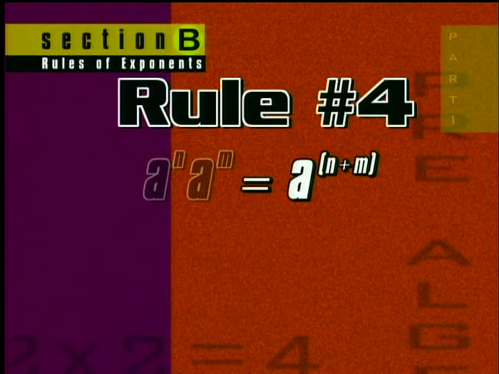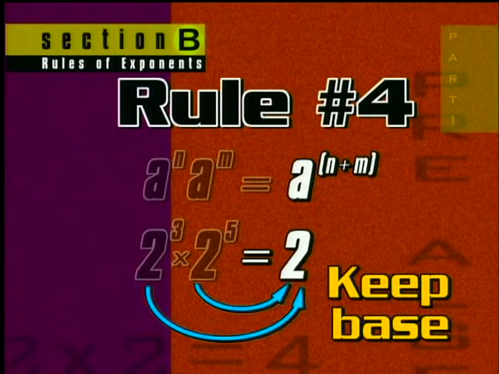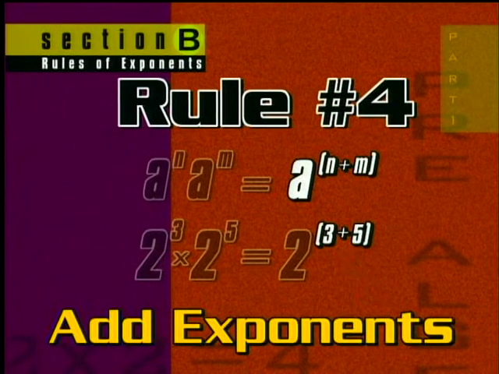Here's an example. Notice that with 2 cubed times 2 to the 5th, each has a base of 2. So we keep the base number 2 and add the exponents 3 and 5 together.